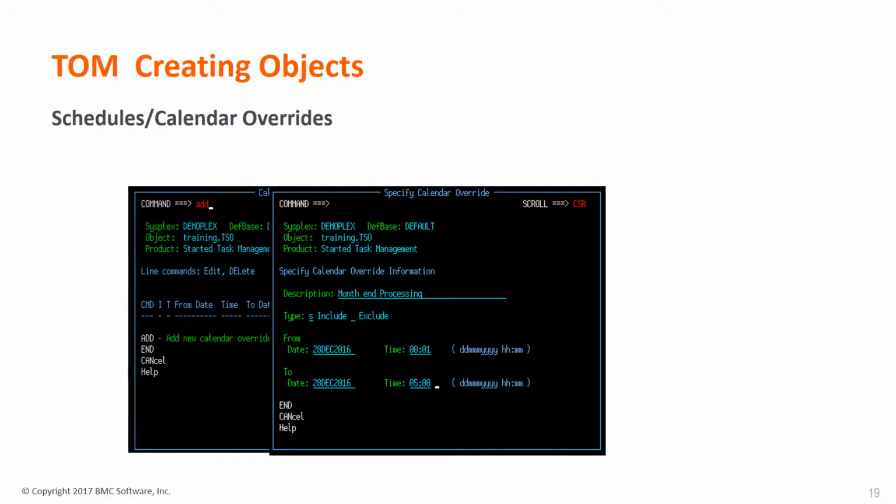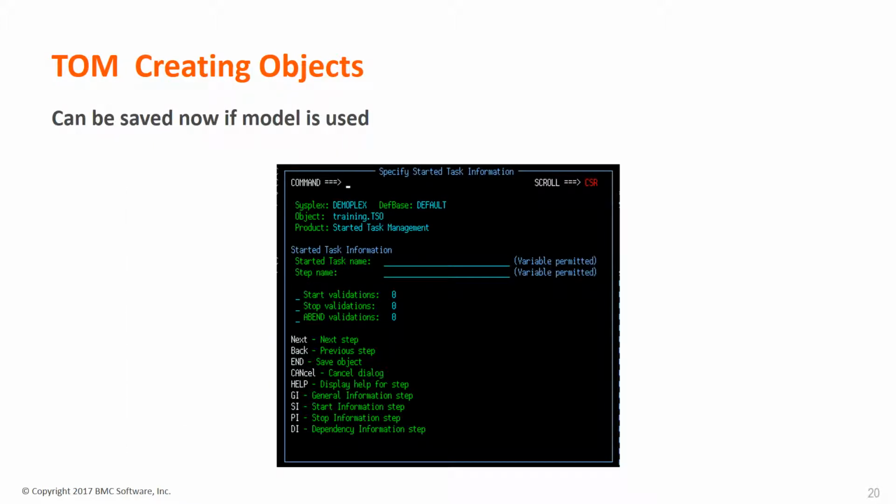So in the type field, we'll select include, meaning we're going to tell TOM that this object can be active during this time. And then we'll put December 28th from 1 to 5 a.m. Once we're done building our calendar override, since we've used a model, we can save the definition by doing a PF3. So we're completely done with building this object definition, but I want to show you a couple of the additional panels.